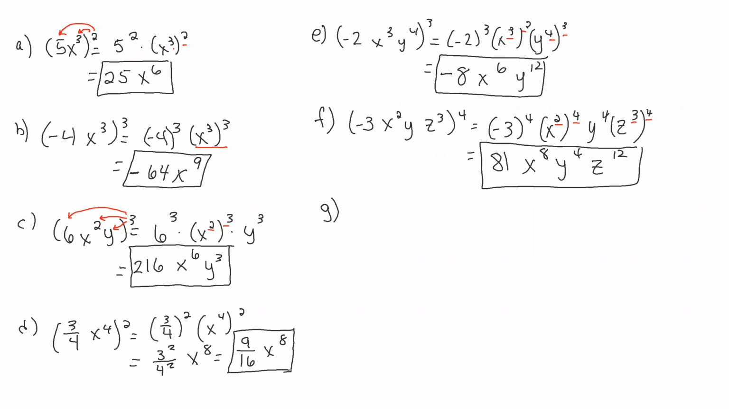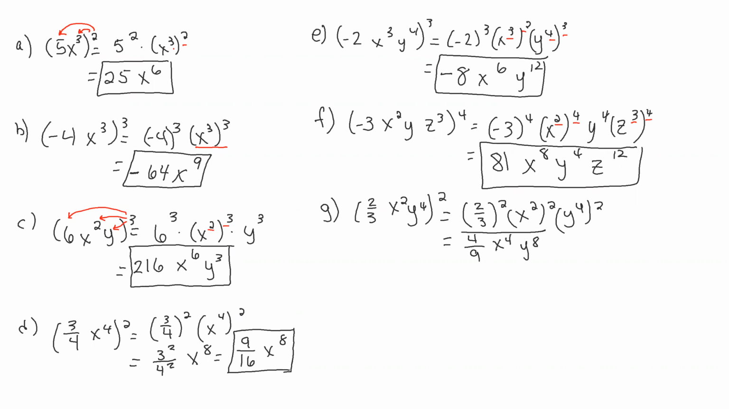So a couple more examples. Let's see what we have next. For the next one, we have (2/3 x squared y to the 4th) quantity squared. So I'm going to apply my exponent to all parts of this product. For (2/3) squared, the 2 gets applied to the 2 and the 3. So I'm going to square 2. I'm going to square 3. x squared squared is x to the 4th. y to the 4th squared is y to the 8th. And that's it.